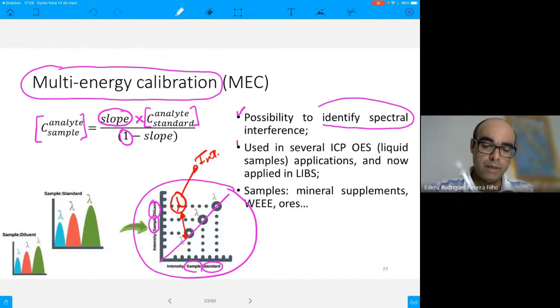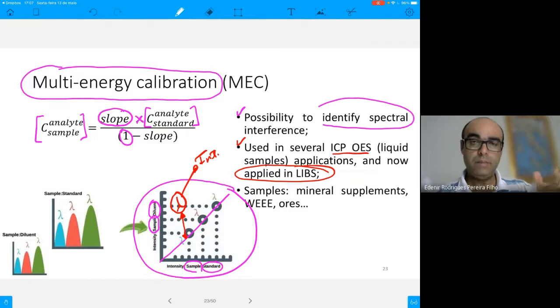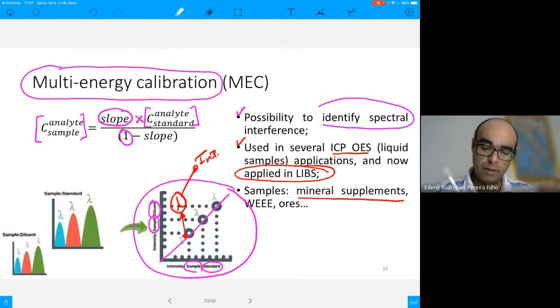The first application, as I told before, was in ICP-OES, and now we are applying this strategy in LIBS with very good results. In LIBS, we applied this in mineral supplements and also in electric and electronic equipment waste, and also in ores.